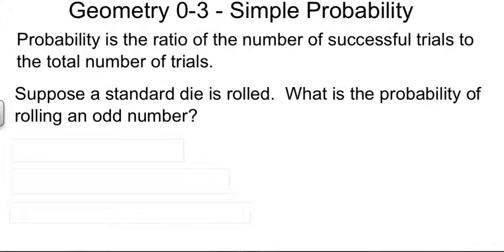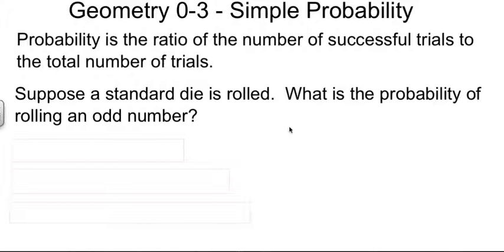This is Geometry, Chapter 0, Section 3, in which we will be studying simple probability. First, we need to know what probability is. It's the ratio of the number of successful trials, whatever we've defined to be success in this particular problem, to the total number of trials. Another word for trials is possibilities or outcomes. Number of successful outcomes to the total number of outcomes that are out there.